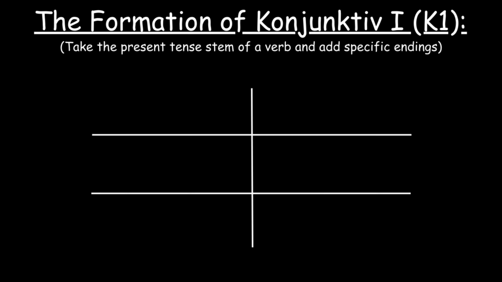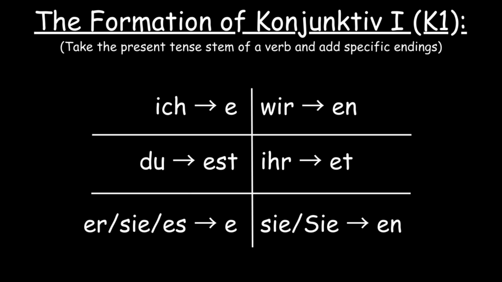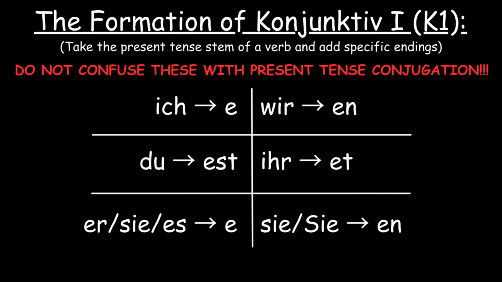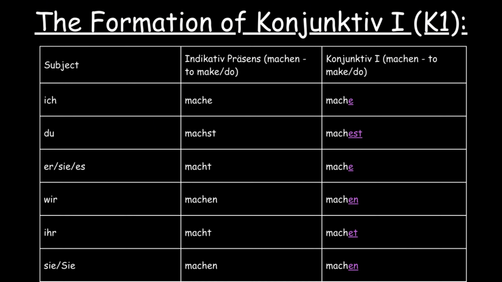When it comes to forming Konjunktiv 1, German takes the present tense stem of a verb and adds the following endings. Ich gets -e, du gets -est, er/sie/es gets -e, wir gets -en, ihr gets -et, and sie gets -en. These are the endings for regular verbs in Konjunktiv 1, but it's very important to not confuse them with present tense conjugation. Konjunktiv 1 has its own special set of endings that are different from the present tense, but for many verbs, the forms overlap.